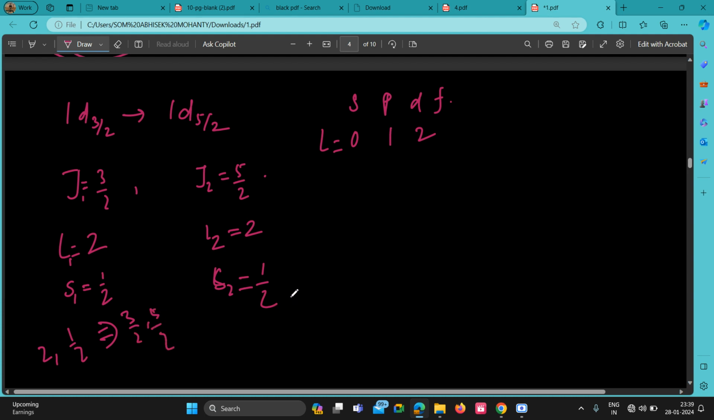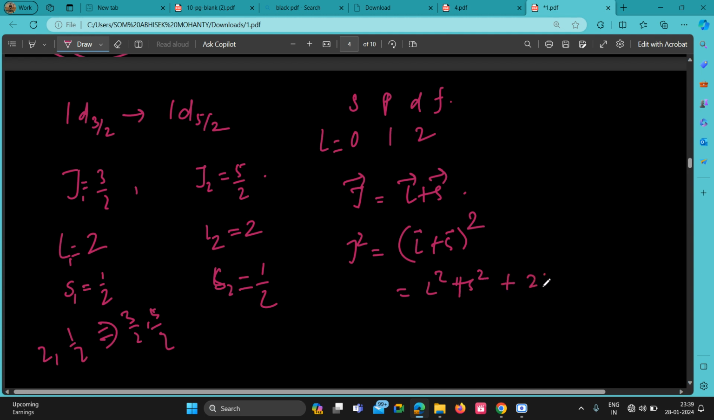Now what do we know? We know the LS coupling as J is equal to L plus S. So I will take the square on both sides. That will be L plus S whole square, which is L square plus S square plus 2 L dot S.